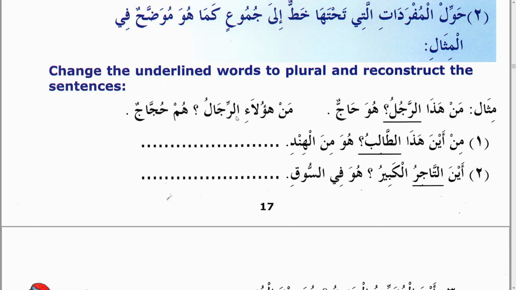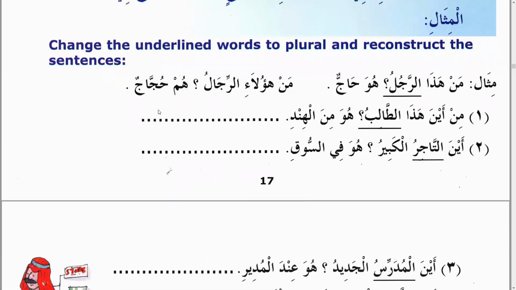Who are these men? And huwa becomes hum. Hajun becomes hujjaj. So hum hujjajun. So please help me with this. Min aina hadha talibu? From where is this student? Huwa min al Hind. We have to turn the whole sentence into plural.